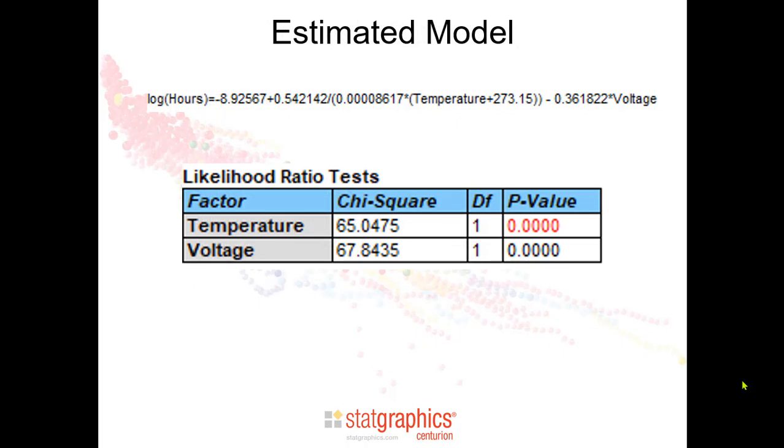Here I've written out the estimated accelerating model. In this model, log of hours is expressed as a constant plus a function of temperature plus a function of voltage. You also see likelihood ratio tests for the coefficients involving temperature and voltage. Because both p-values are very small, both temperature and voltage have a statistically significant effect on the log of hours.